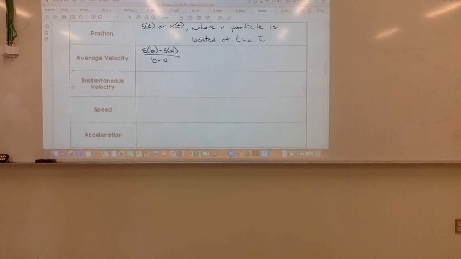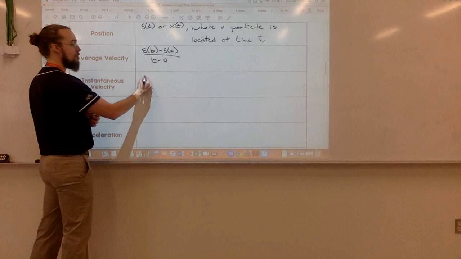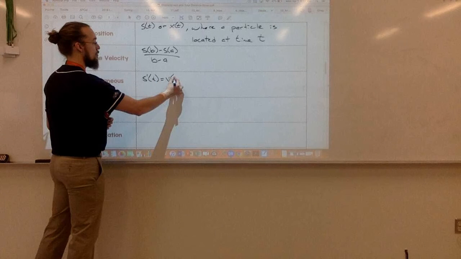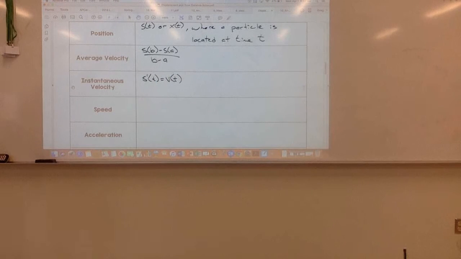Instantaneous velocity, then, like Dinah told us, is the velocity at one specific point. This is where we would think about taking the derivative of position. Speed.